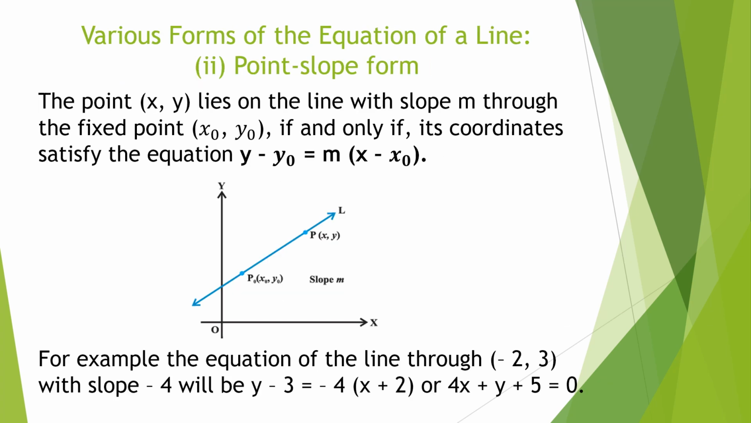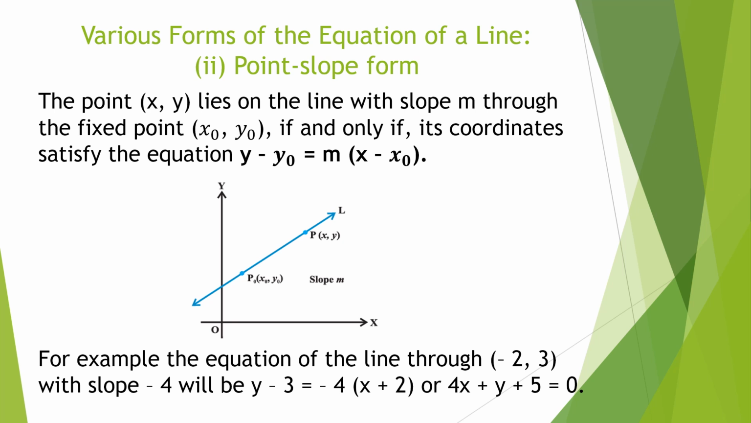The second form is the point slope form. As the name suggests, if you are having a point and the slope of a line, then how to find the equation of a line. The point x, y lies on the line with slope m through the fixed point x0, y0, if and only if its coordinates satisfy the equation y minus y0 is equal to m into x minus x0. You have to remember all these equations.